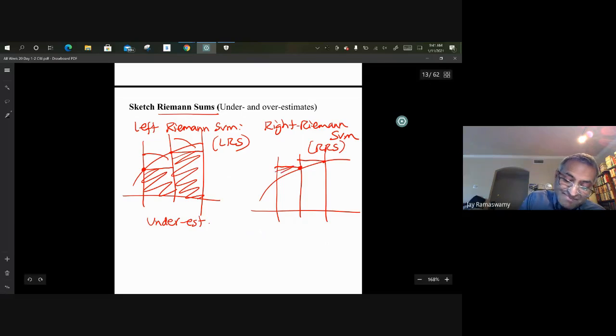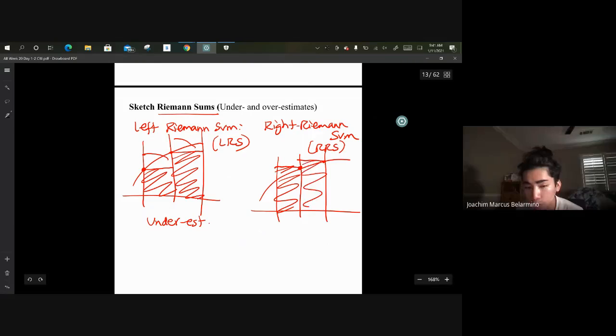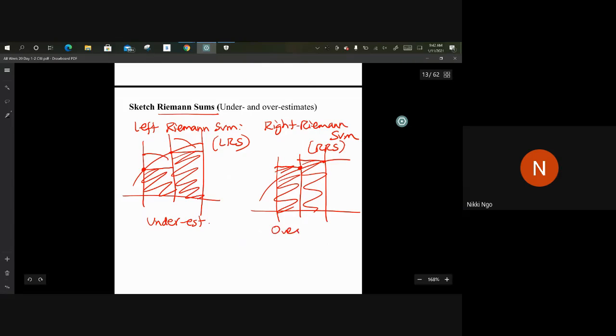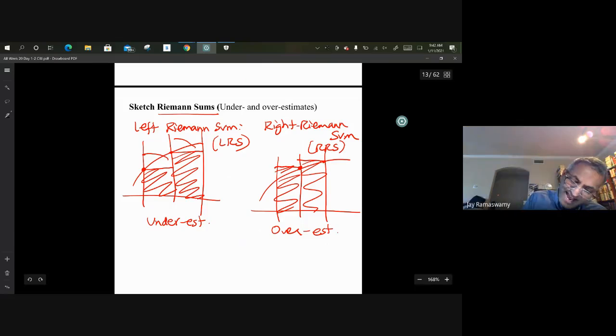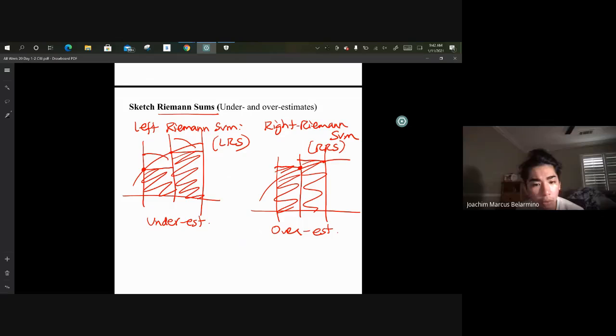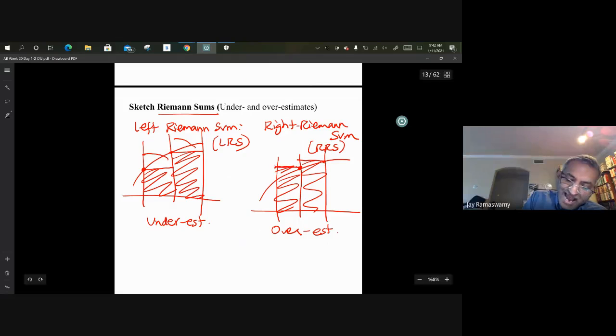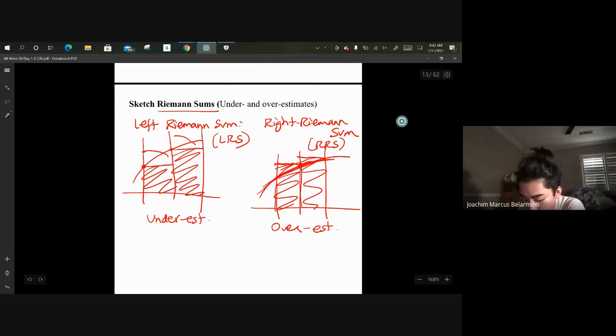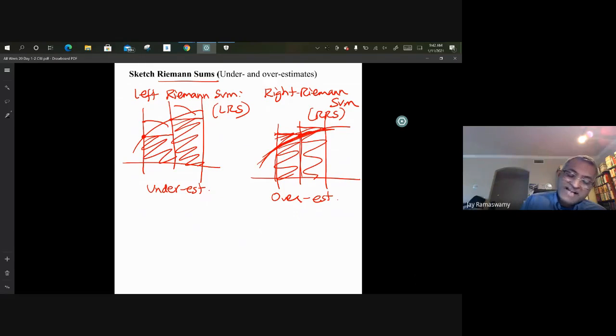This time is it an underestimate or overestimate? Is my area bigger than the actual area? Have a look. The actual area of the rectangles is bigger than the actual area under the curve. Can you see that? Yes. So it's an overestimate. Sometimes it's not very obvious, and that's okay.